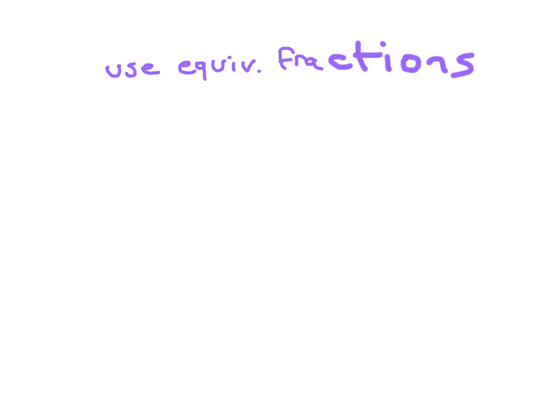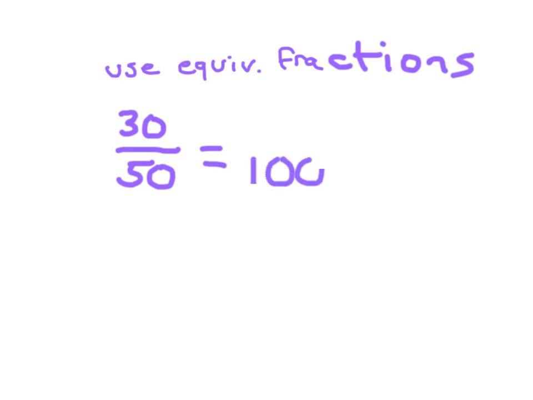I'm going to describe two ways that we can write fractions as percents. One of those is to use equivalent fractions. I'm going to start with this example here, 30/50ths, and think about how I can write that as a percentage. As you saw with our money examples, we want to get a denominator of 100.